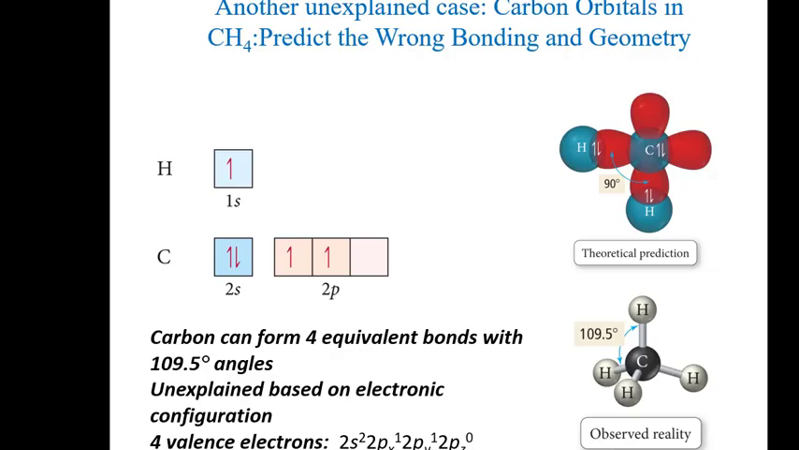Now, here is another case unexplained by Lewis structures. Lewis structure and VSEPR were predicting that the carbon will form 4 bonds with an angle of 109.5 degrees with a tetrahedral geometry, which is correct, but based on the electronic configuration of the carbon, theoretically those 4 bonds should be different because they will be formed by electrons that are in different orbitals. However, we do know from experiments that these 4 bonds are identical, so some other explanation is needed for this.